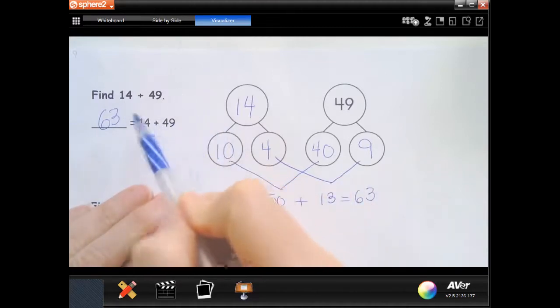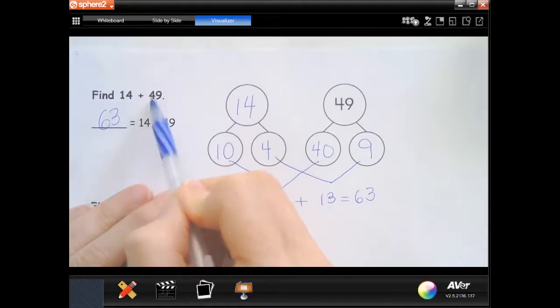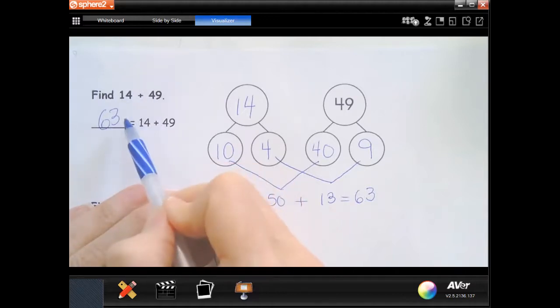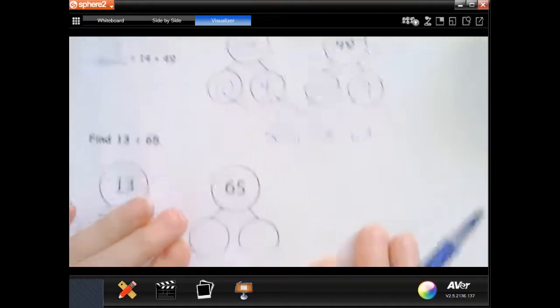When I'm doing problems like this in my head, I always add the tens first. I add 10 and 40 to make 50. Then I think 4 plus 9 is 13. Then I add 50 plus 13, and it equals 63 when I do my mental math.